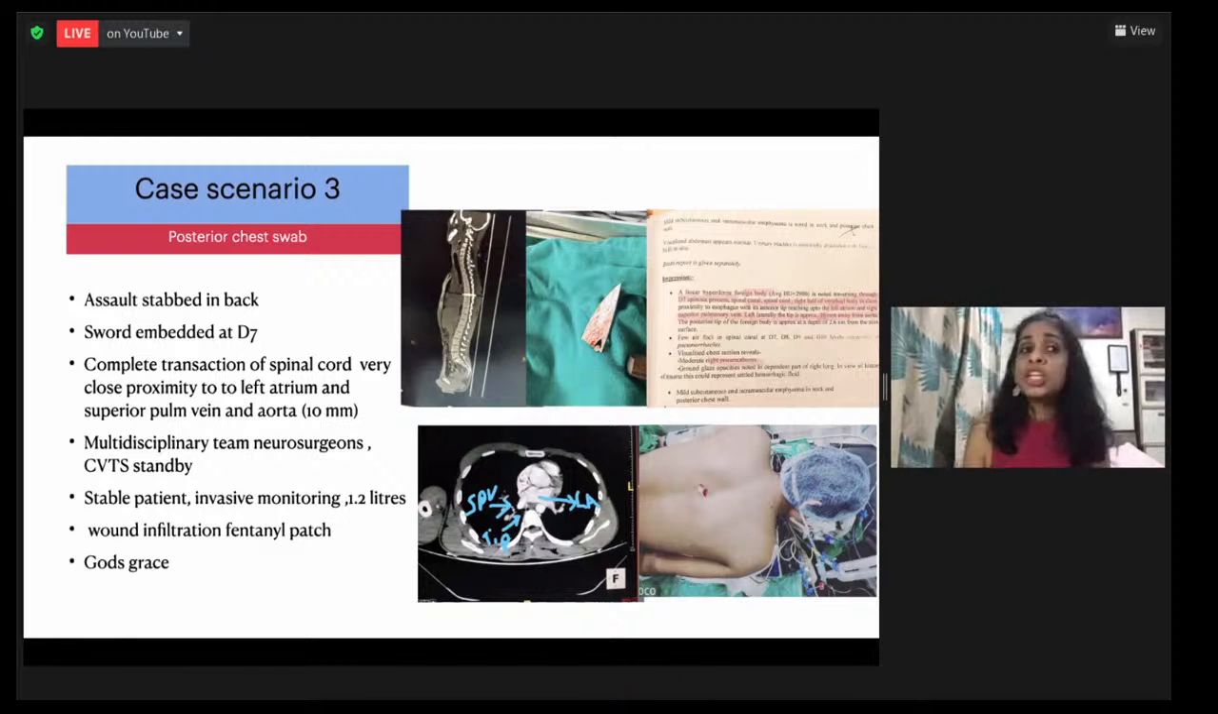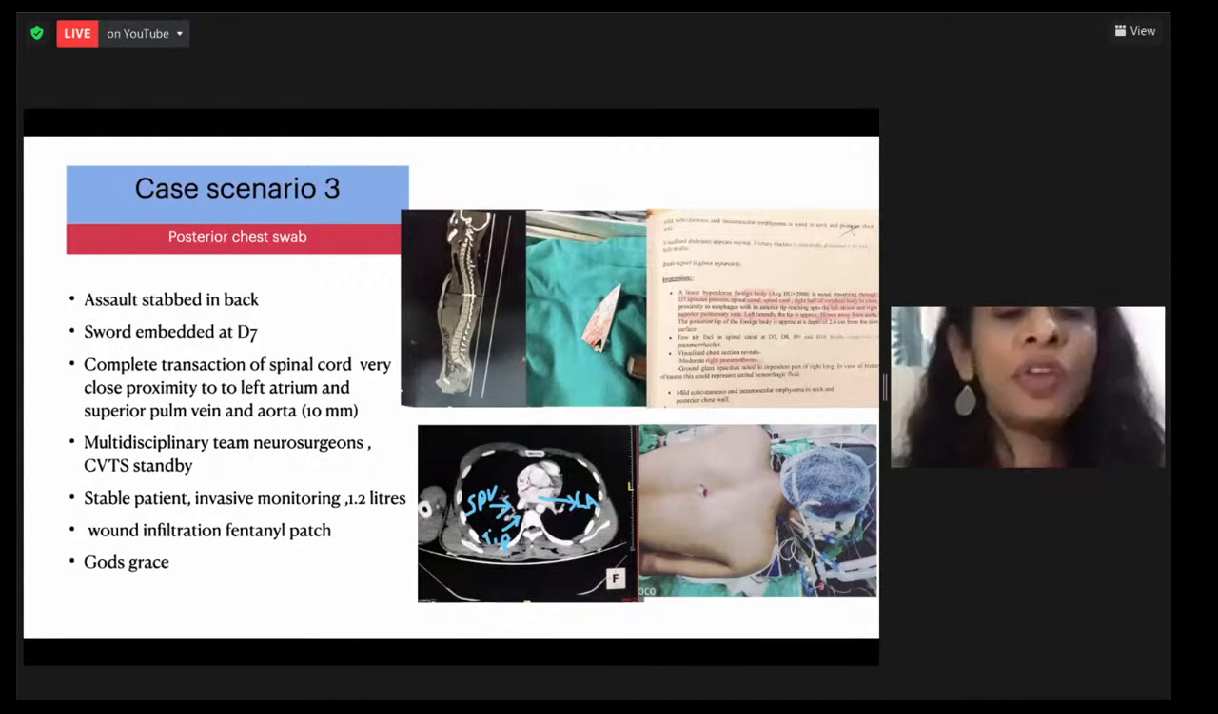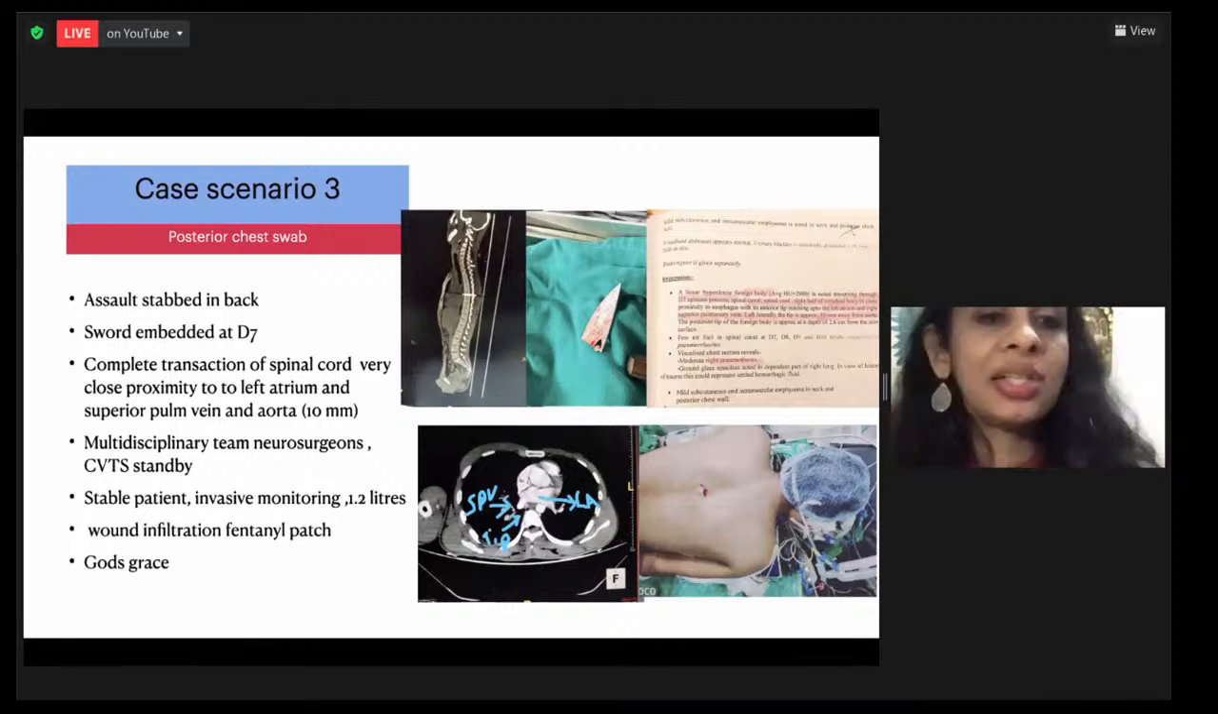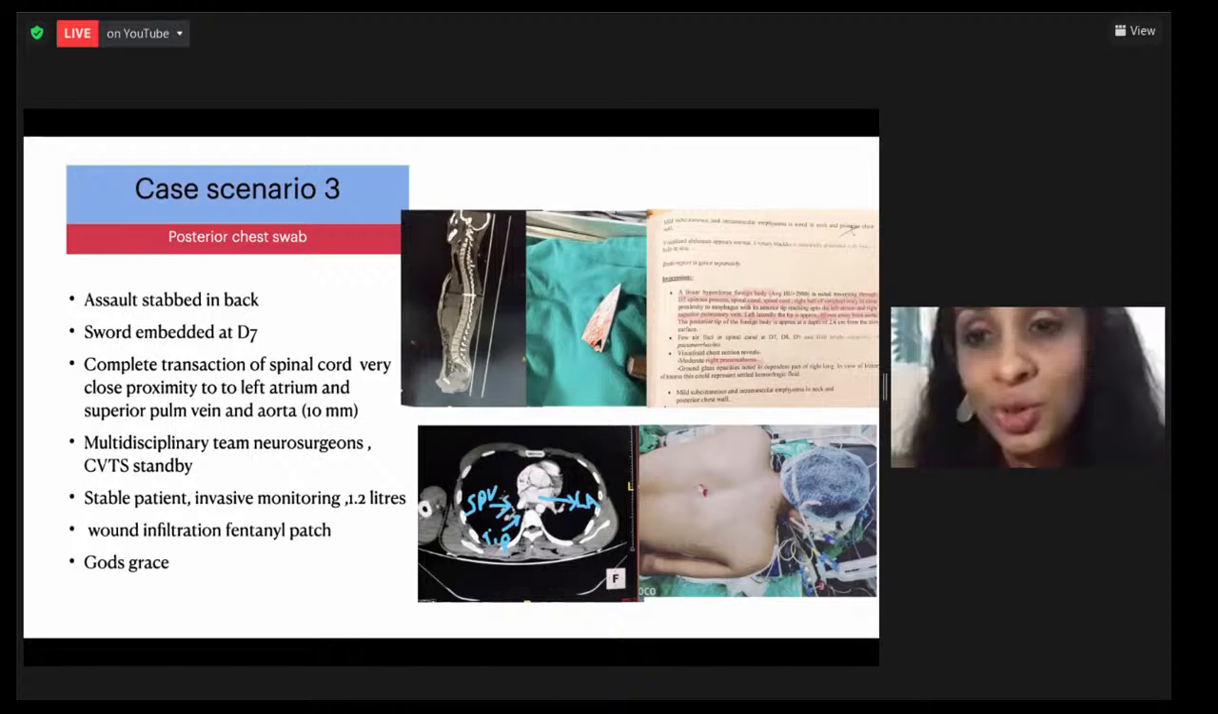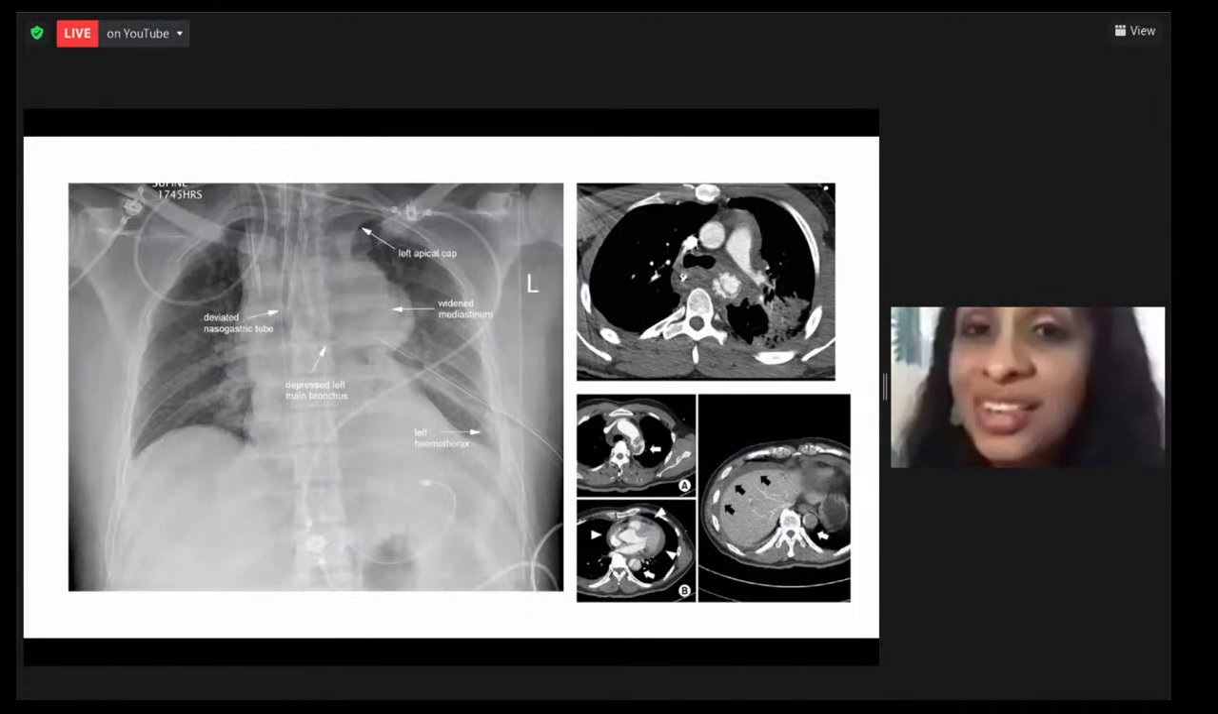Initially, it was decided to do a thoracotomy and one lung ventilation, but I think the surgeons got a little confident and decided to put the patient in the prone position. Everything went smoothly. The weapon came out nicely. There was no injury. The patient was, I think, by God's grace. What would have happened in the prone position if there had been damage to the heart or the great vessels?